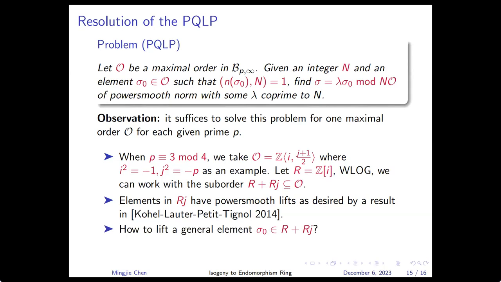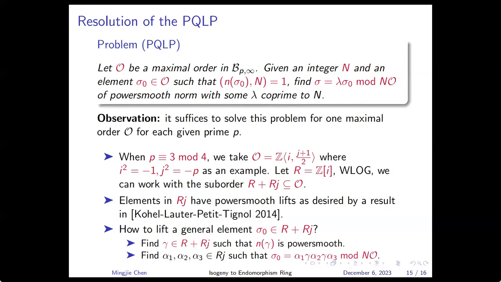But how do we lift a general element sigma zero in R plus Rj? The idea is the following. We first find an element gamma in this full rank suborder R plus Rj such that the norm of gamma is power smooth. This is doable as long as the norm of gamma is big enough. And we try to find three elements, alpha 1, alpha 2, alpha 3 in Rj, such that sigma 0 is equal to the product alpha 1 times gamma times alpha 2 times gamma times alpha 3 mod n times O. Since the alpha i's are in Rj, they can be lifted, and gamma already has power smooth norm. So eventually we can lift every component in the product and then multiply them together, then we can lift sigma zero. So that's how we resolve the PQLP.